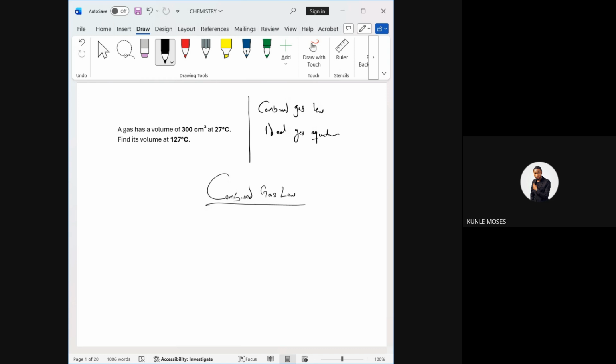Everything under gas law, the thing you need to do is ensure you know all the formulas and the applications. You must know the formula for Boyle's law I gave you. I hope you guys still remember. For Charles' law, you must remember. And now we are considering the combined gas law.